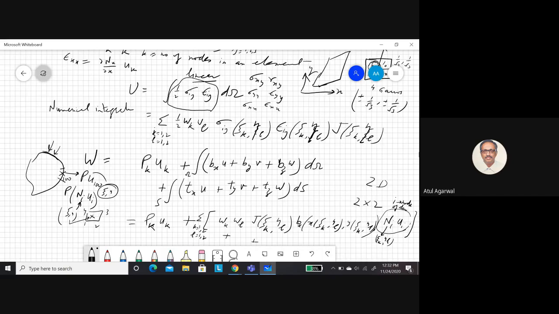Vijendra Prasad, any problem? No, sir. Do you think anything is wrong? Is it making sense to you? Okay. So this is the way you do your integrals.